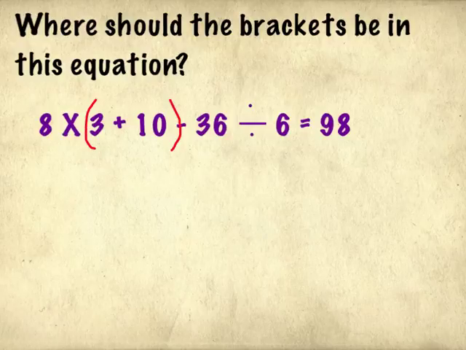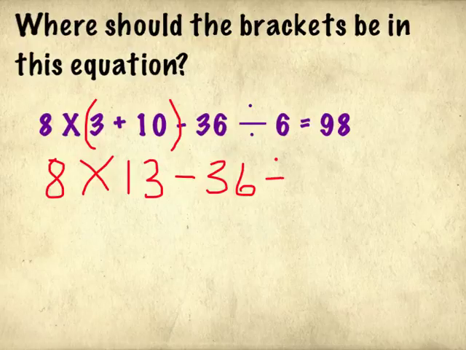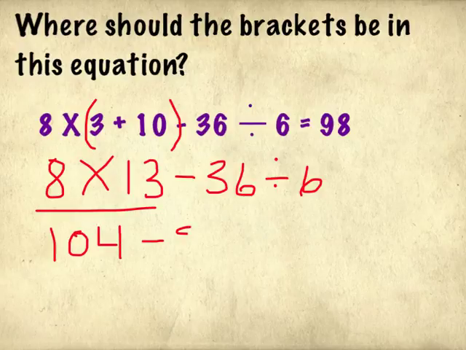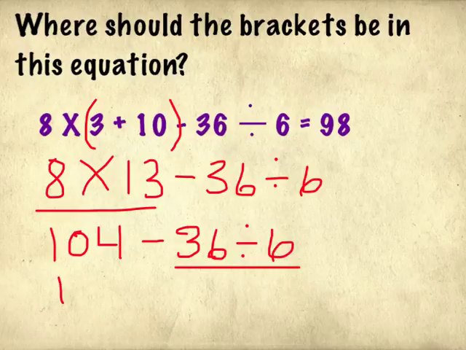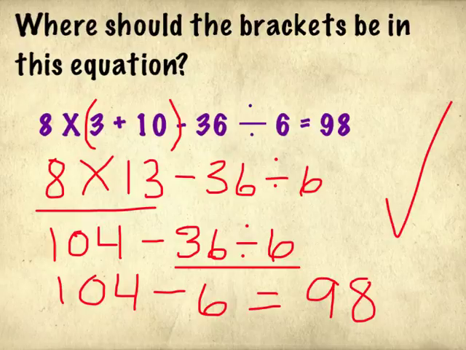And the reason is, if I figure it out, I'm going to do my brackets first, so then I get 8 times 13, take away 36 divided by 6. I'll do my multiplication next. It could be multiplication or division, but the multiplication comes first, so I'll do that first. 8 times 10 is 80. 8 times 3 is 24, so 80 plus 24 is 104. Take away 36 divided by 6. I'm going to do my division next, so I'll get 104 take away 6, and when I do that, it works out to 98. So that is where my brackets should go.